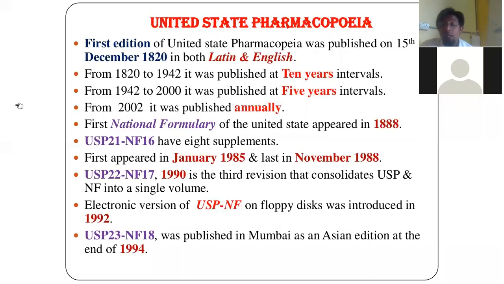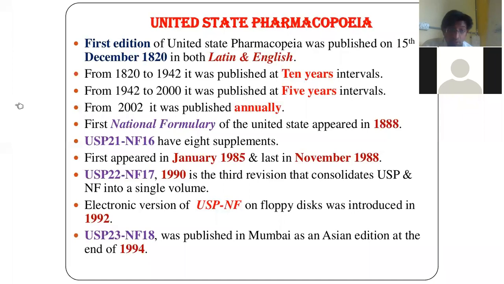Monographs contain all the information required for a particular drug, like its chemical name, its assay, its purity, its structure, its uses and other things. But a monograph does not mention how to prepare a drug or a formulation using that particular chemical. Whereas in a national formulary, all the formulae, working formulae, and preparation methods and procedures are written. And the first national formulary of the United States was published and appeared in 1888.